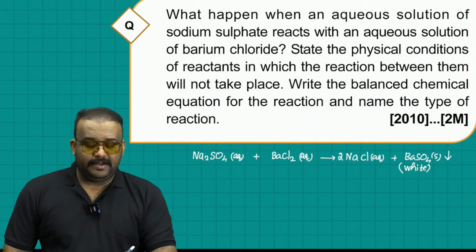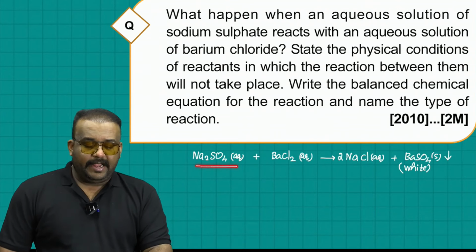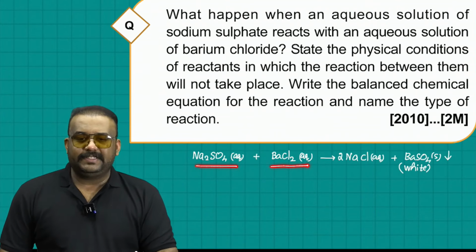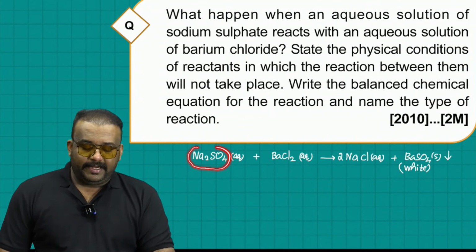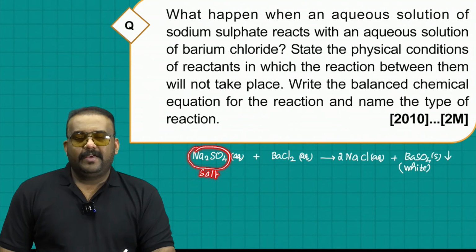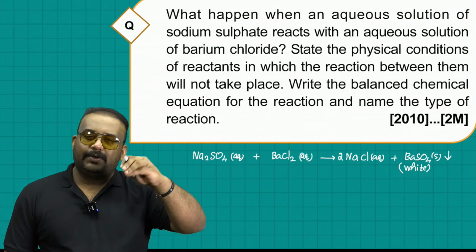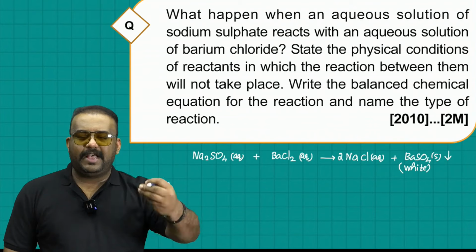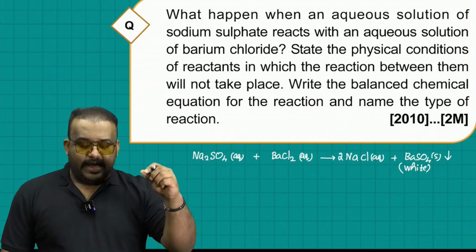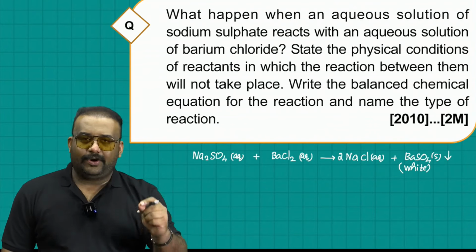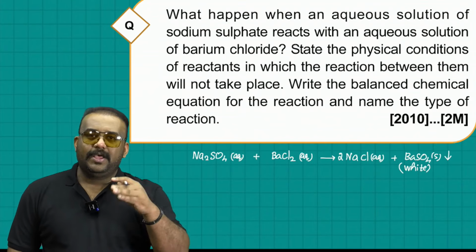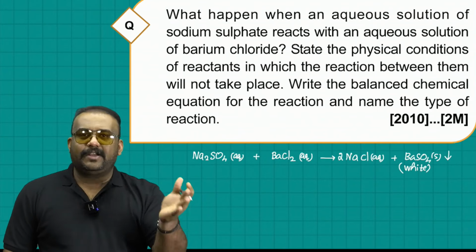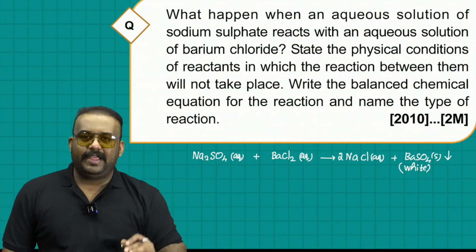This is a very important question. You should see that in this reaction, what is the physical state of both the reactants? We know that sodium sulfate is a salt, correct? We have to dissolve this salt in water to make them as an aqueous solution. And even barium chloride is also a solid salt. We have to dissolve them in water to make it into an aqueous state. Only when you make them into these aqueous forms, then only they will react.